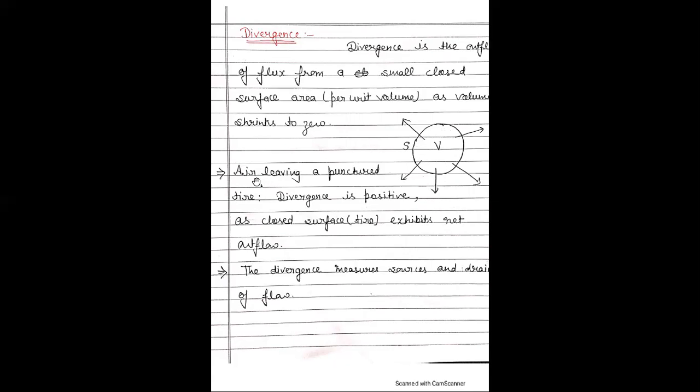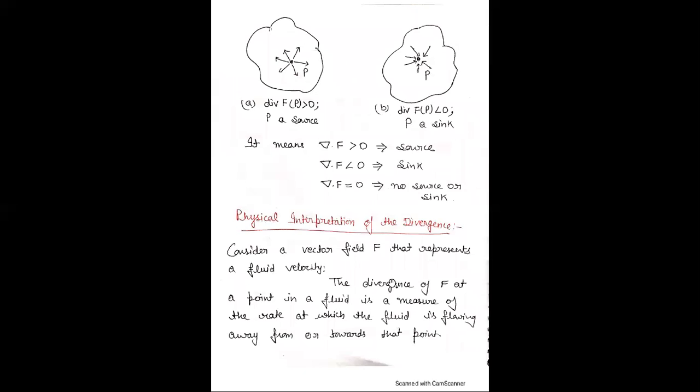Now, the example of divergence: air leaving a punctured tire. It means air leaves, so divergence is positive because the flux flow is in the outward direction. Here, the tire is a closed surface that exhibits net outflow. Now, divergence measures the source and drain of flow.